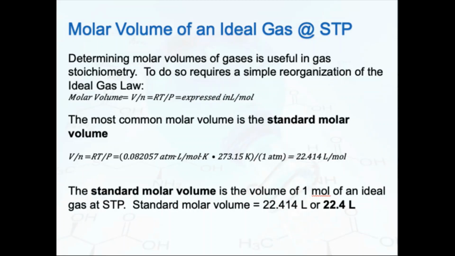The most common molar volume that is used is the standard molar volume, which makes sense with the name. The way it's found is using our constant, R, and then our temperature and pressure at standard temperature pressure conditions with the right units. So the standard molar volume is going to be the volume of 1 mole of an ideal gas at standard temperature pressure, and it's going to be about 22.4 liters.